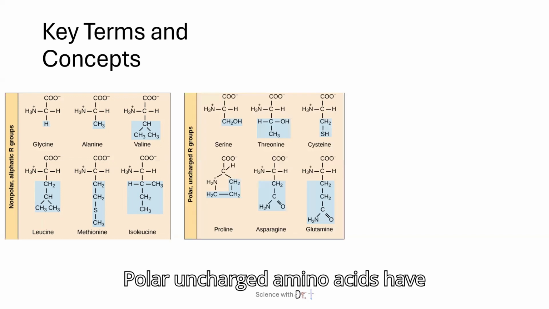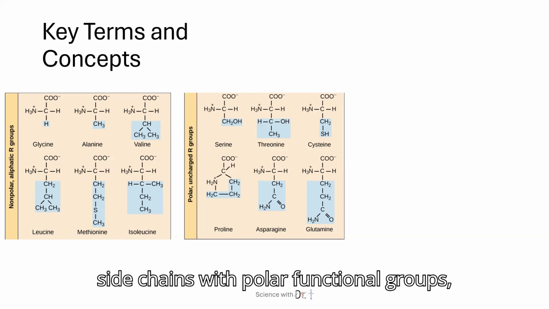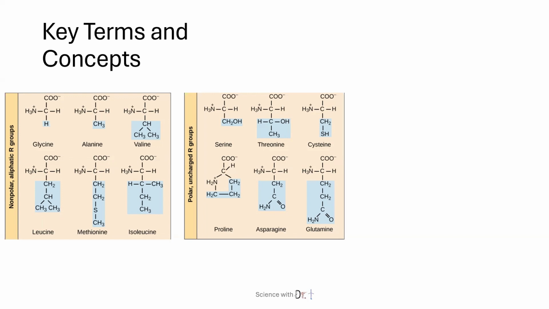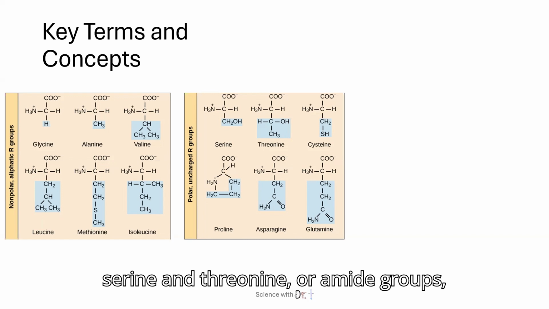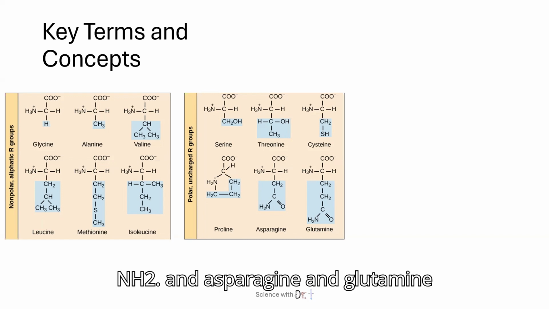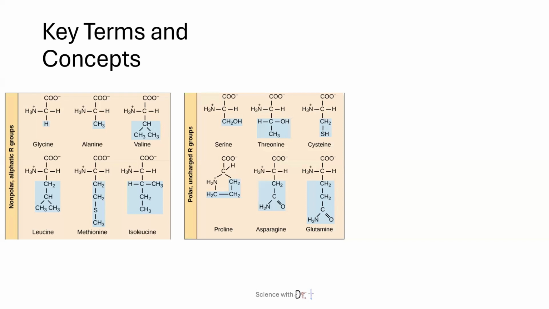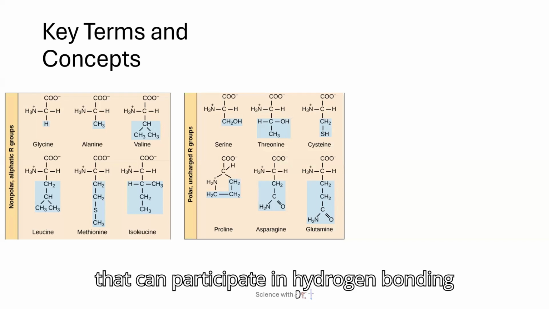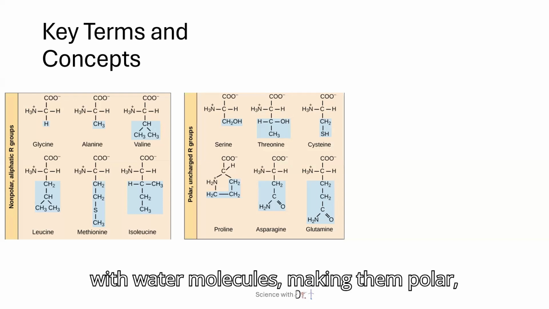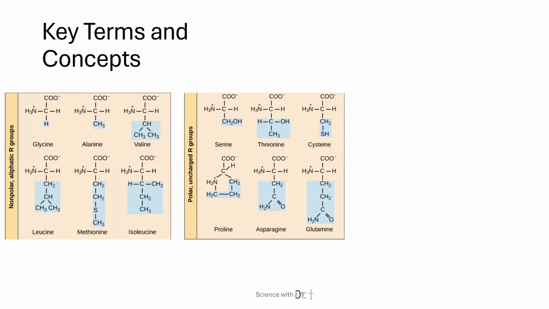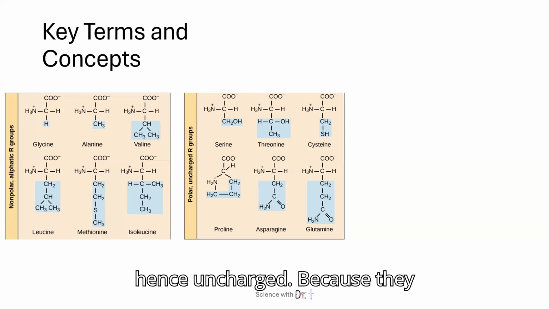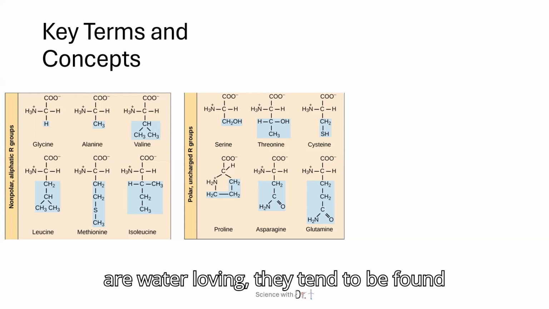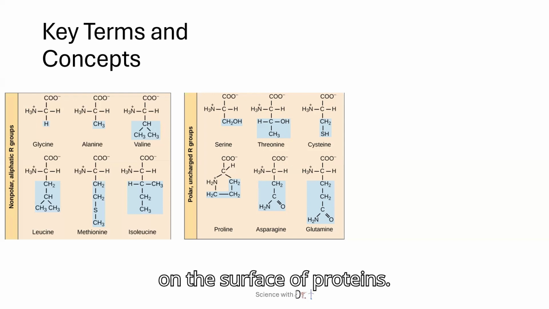Polar uncharged amino acids have side chains with polar functional groups like hydroxyl groups, OH in serine and threonine, or amide groups, NH2 in asparagine and glutamine, that can participate in hydrogen bonding with water molecules, making them polar, but they do not carry a net charge, hence uncharged. Because they are water-loving, they tend to be found on the surface of proteins.